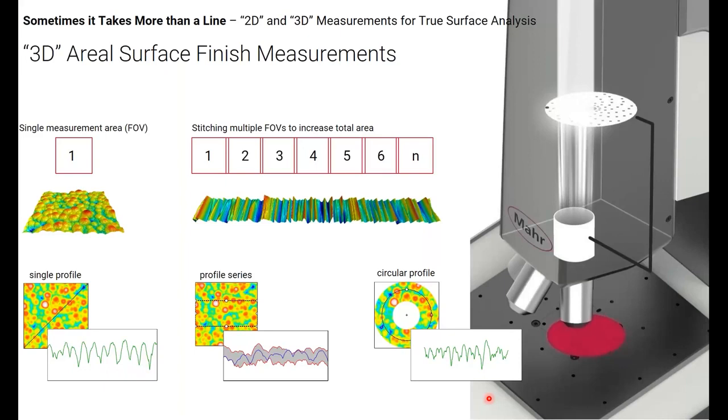In cases where we need to increase our measurement area, we can do what's called stitching. We can tell the tool to automatically acquire multiple fields of view as necessary and combine those back together automatically to increase the total measurement area.